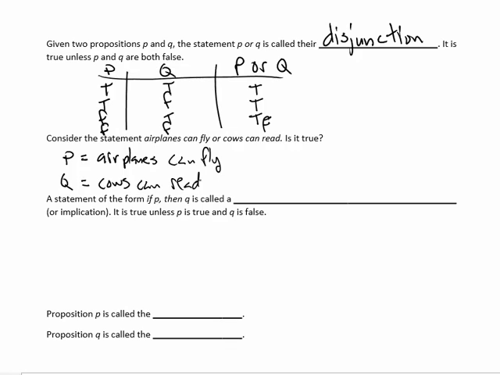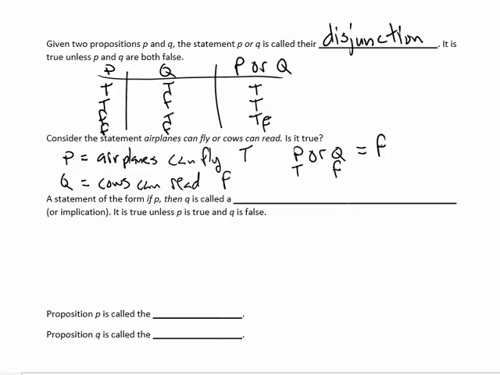So is it true that airplanes can fly or cows can read? Well, let's start with airplanes can fly. That's obviously true. Airplanes definitely are flying. Can cows read? Not that I've seen. What about P or Q? The fact that P was true, even though Q was clearly not true, means that I can claim that P or Q is true. So I can actually get away with saying it is true that airplanes can fly or cows can read. Whether we like to admit that or not, that is a true statement because of the word or and the fact that one of them is true.